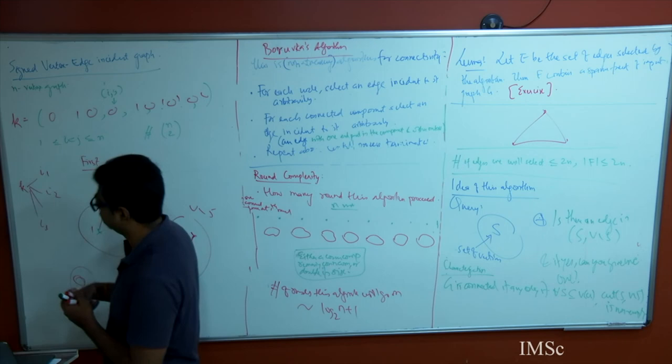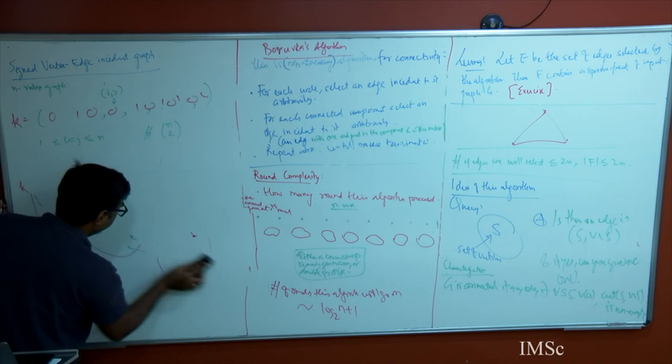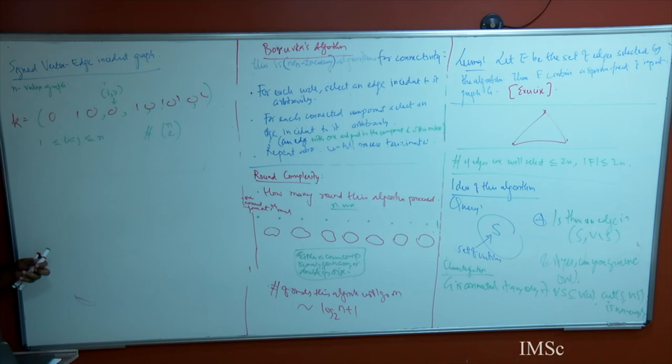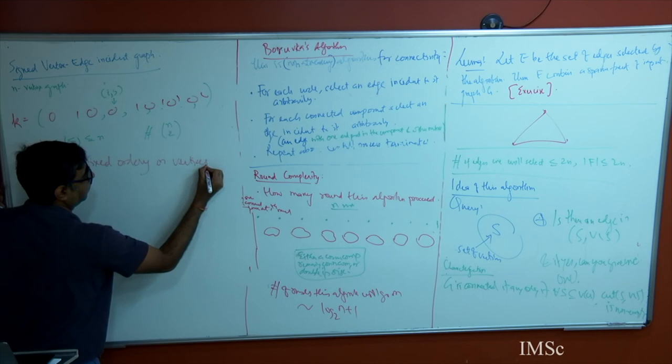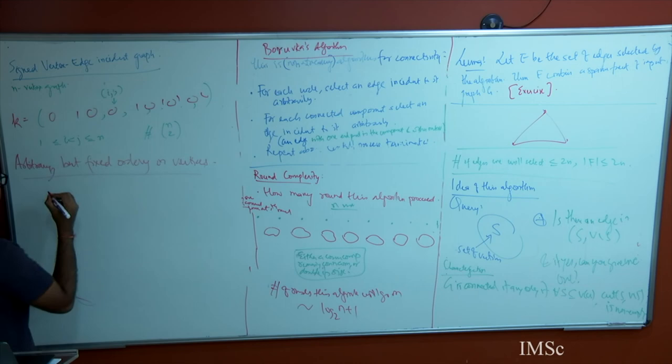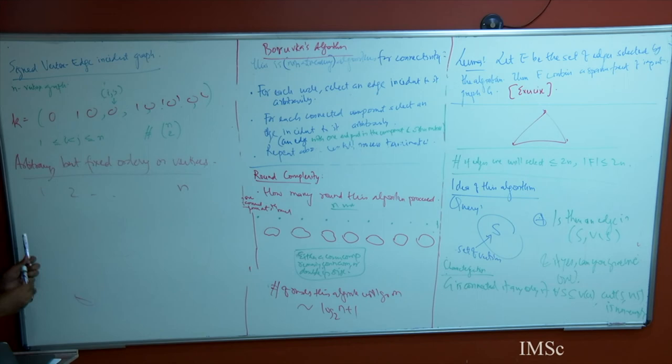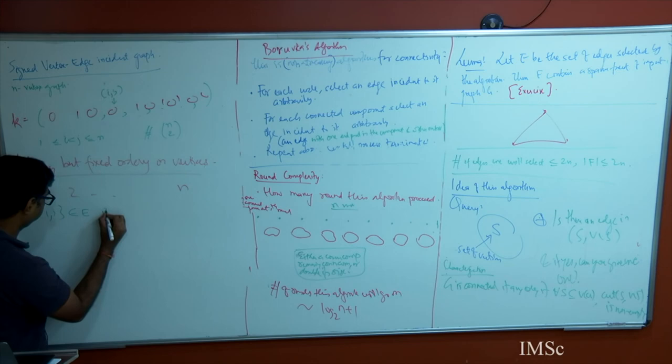So now what we do is we don't keep it like this, but we think that there's an arbitrary but fixed ordering on vertices, like 1, 2, 3, n. Okay? Now what do I do? I still keep this vector, but if an edge (i, j) is in E, then I look at this i and look at this j. If j is more than i, then what do I do?